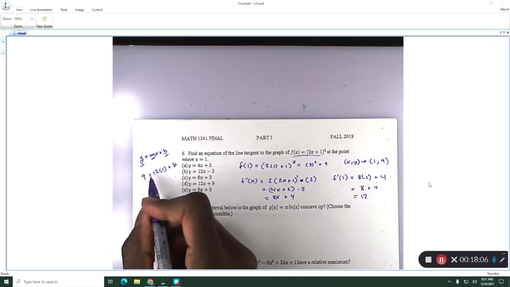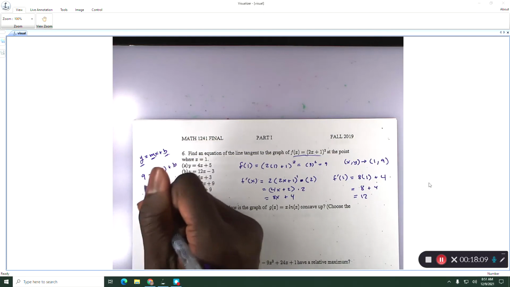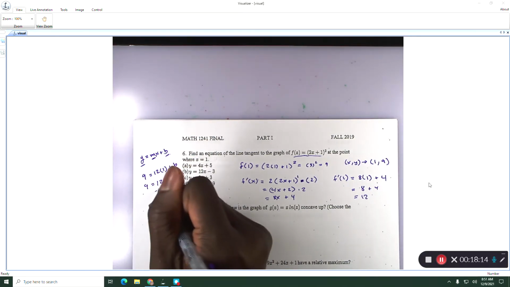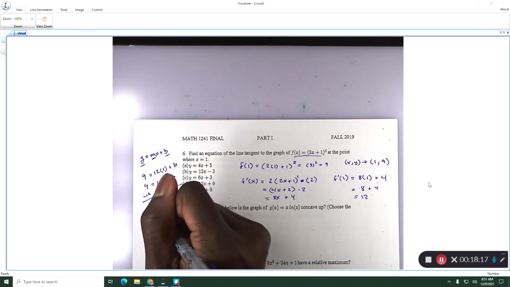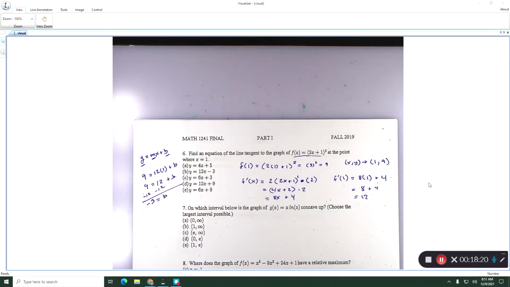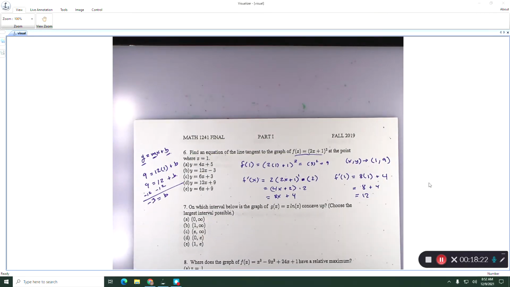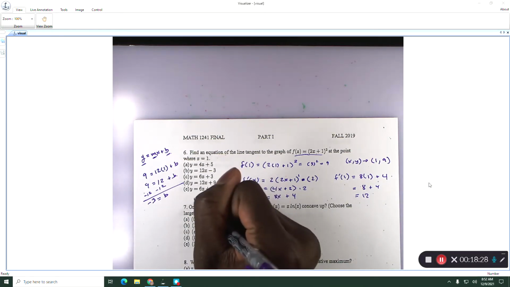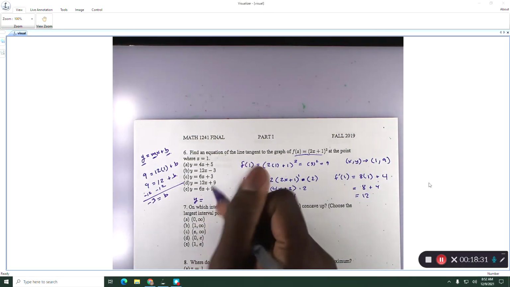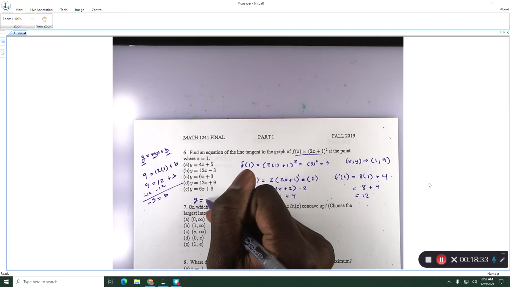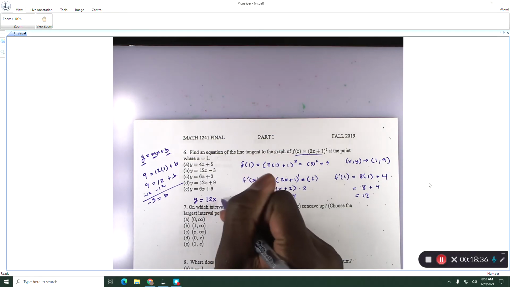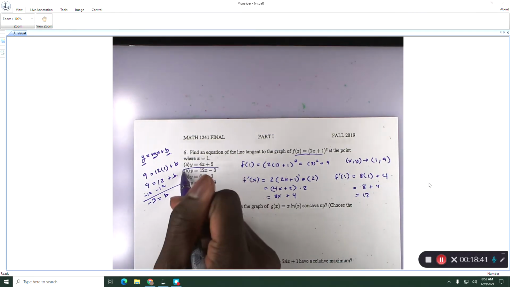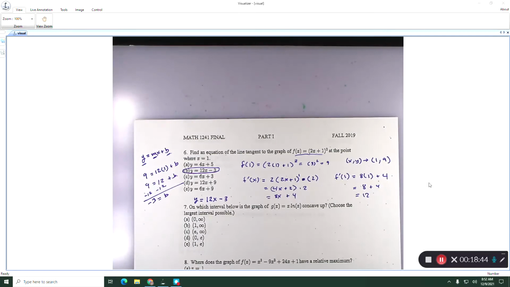Okay, 9 equals 12 times 1 plus b. b equals negative 3. So as I'm writing the equation of the line, all I need is m and b. y is equal to 12x minus 3. All you need is your m and b.